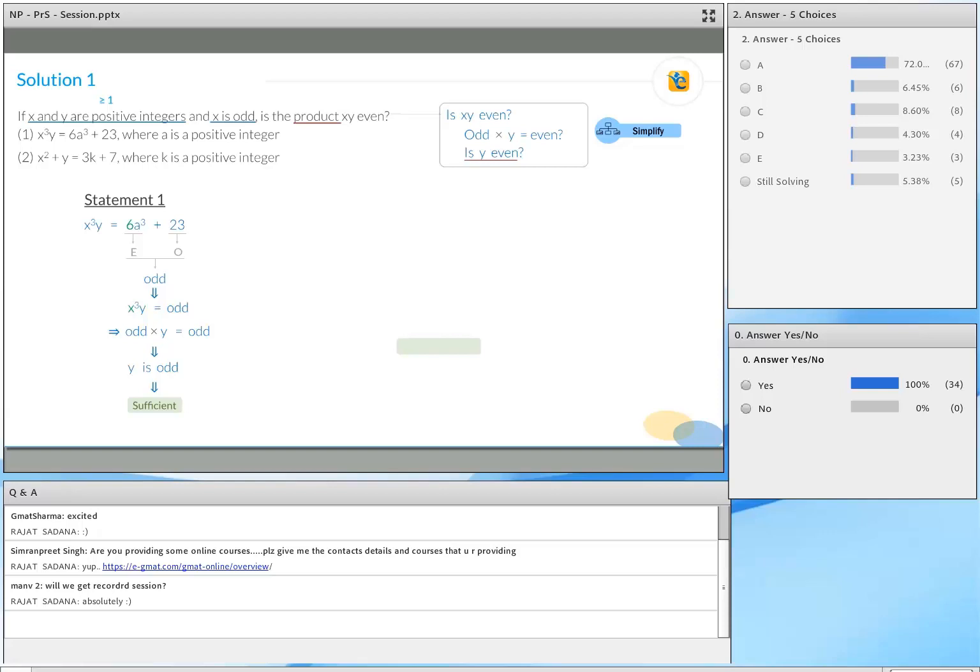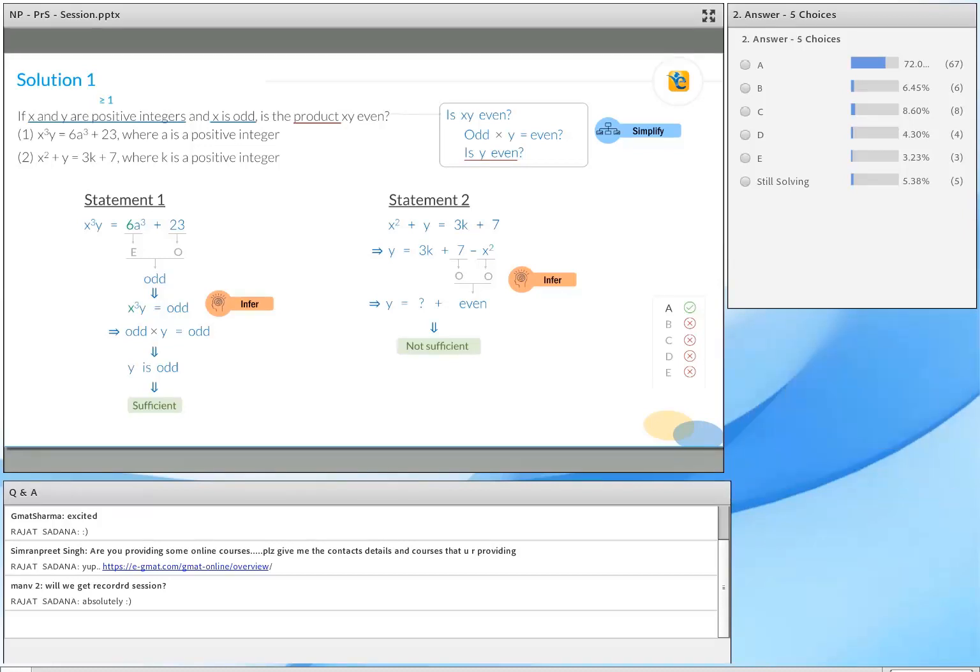Now let's take a look at statement two and see whether statement two is sufficient or not. Statement two says x squared plus y is 3k plus 1. Now you're interested in the nature of y, right? So you move everything to the other side. Now 7 is odd, x is odd, which means odd plus or minus odd is going to be even. But you don't know anything about k. You don't have any information about k, which means that you cannot figure out whether y is even or odd. Okay, so statement two is not sufficient, which means choice A is the correct answer.